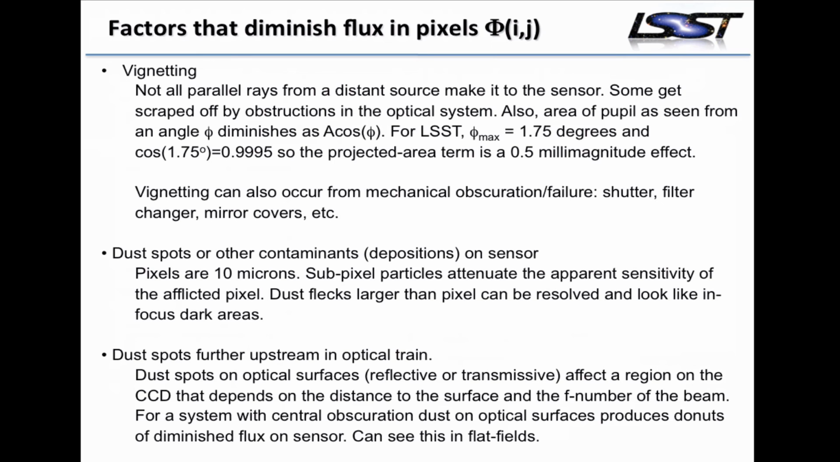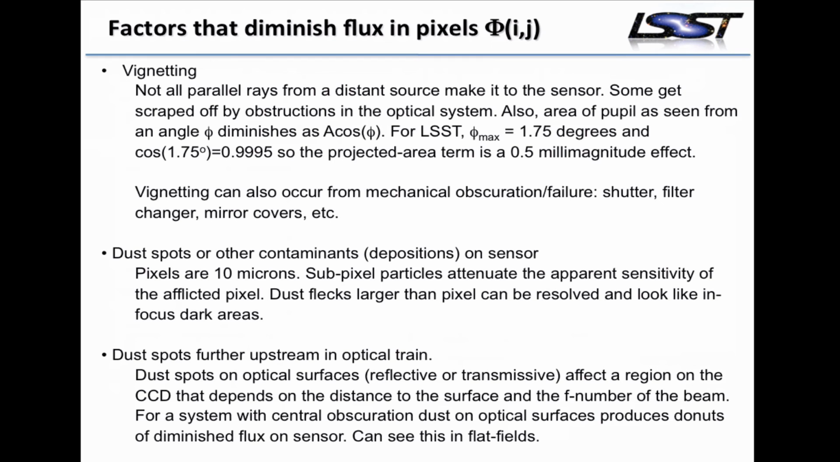But it's also true that at the edges of the field, not all the parallel rays from a distant source make it to the center. Some of the rays get scraped off by obscurations in the optical system. Furthermore, just some general principles, if you sit back at infinity and look at the pupil of the system and rotate off axis, the apparent area of the pupil actually diminishes like A cosine theta. So even if everything else were absolutely perfect, we'd be losing a certain amount of light just because the projected area is going down. So there are lots of reasons why we don't get all the light through the system.